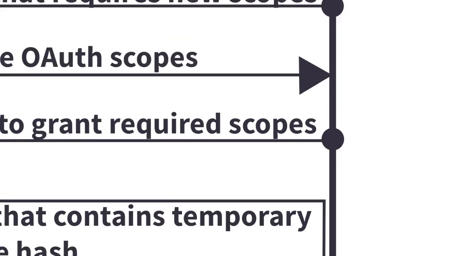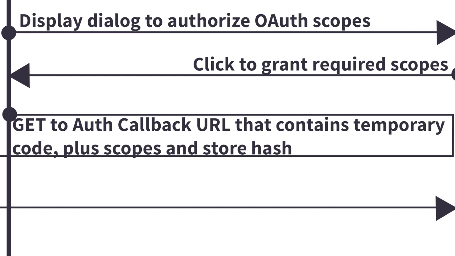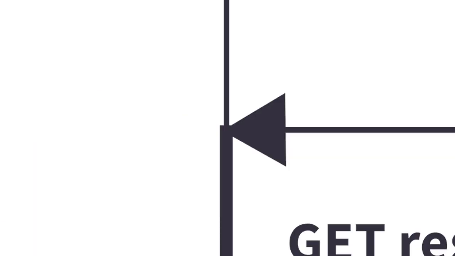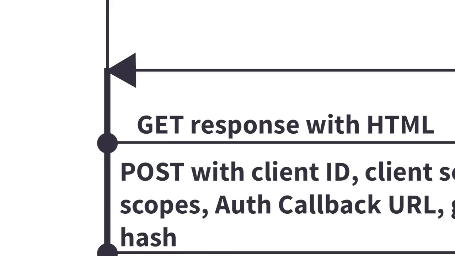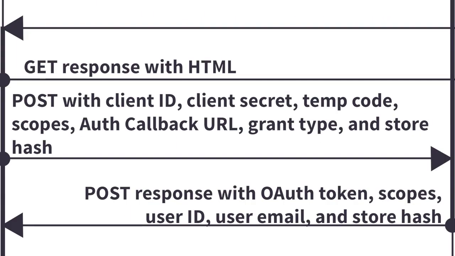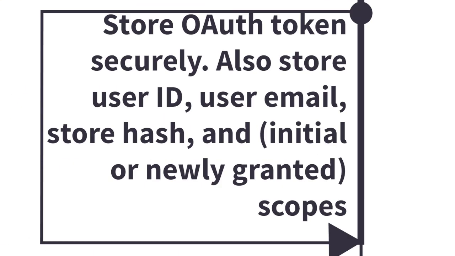Once the user confirms the requested scopes, BigCommerce sends a GET request to the app's Auth callback URL containing a temporary code. If the app is going to be published in the App Marketplace, it must respond to the GET request with HTML that is rendered in the user's browser. Along with the response, the app should send a POST request to login.bigcommerce.com with the client ID, client secret, and temporary code along with the store hash and a few other values. BigCommerce will respond to the POST request with an OAuth token that must be securely stored and values that identify the user and the store that have just installed the app.